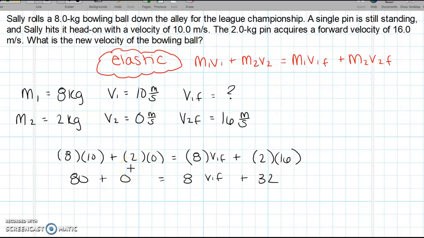So 80 minus 32, we're going to get 48 here. 48 kilogram meters per second is equal to 8 kilograms times V1F. So 48 divided by 8 is 6. So V1F is 6 meters per second, and that is going to be the final velocity of the bowling ball.